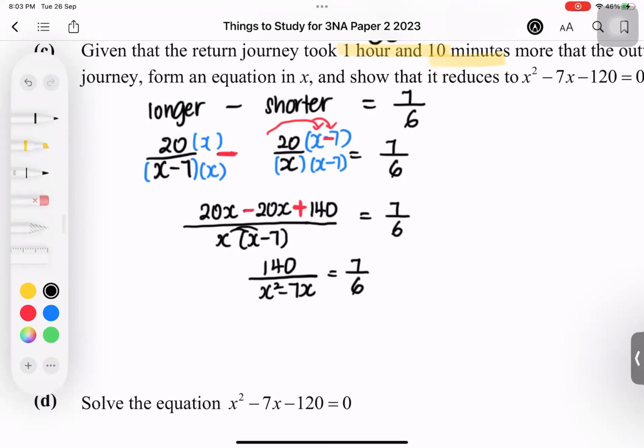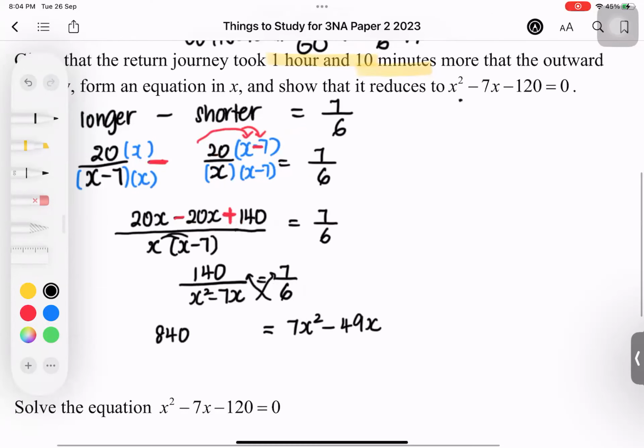Then what do we need to do next? Cross multiply. The equal sign stays in the center. Please make sure in your cross multiply the denominator moves, not the numerator, okay? Denominator moves. What is 140 times 6? 840. Then this one is 7x squared, 7 times 7, 49x.